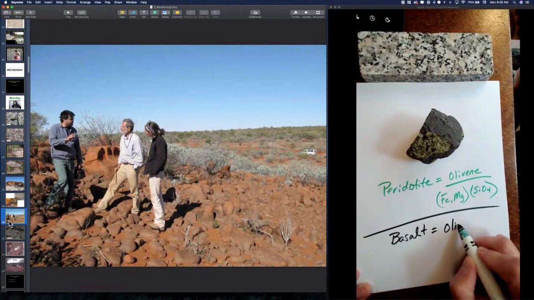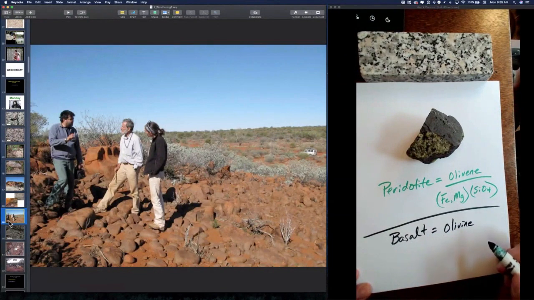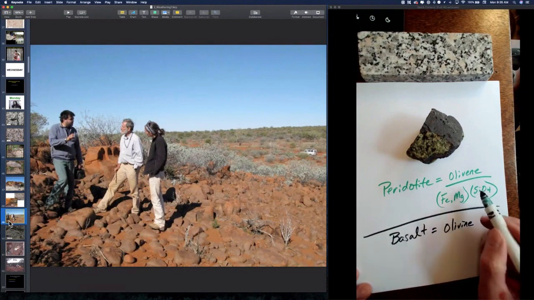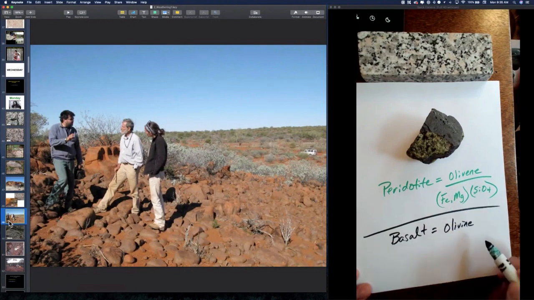Olivine? Maybe. I can't remember. Is it olivine, or olivine with an E? I guess if it's in green, it's got an E, and if it's in black, it's got an I. I think that's, yeah, if it's in basalt, it's got an I. What was the other thing?